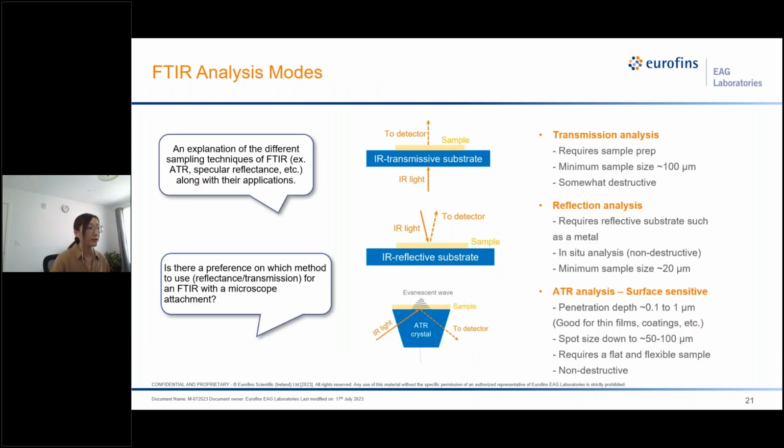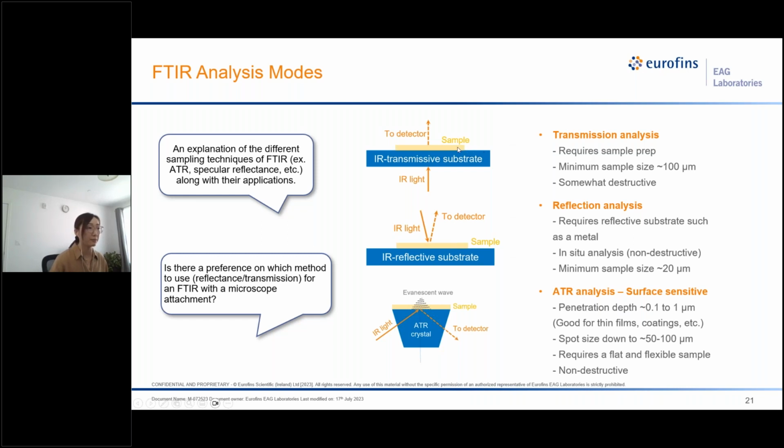So FTIR analysis can be performed in different modes, and we received questions asking for explanation of those different modes, as well as if there's a preference among them. So in general, there are 3 commonly used analysis modes in FTIR analysis, including transmission, reflection, and ATR. So transmission analysis is what we use most frequently in our lab.